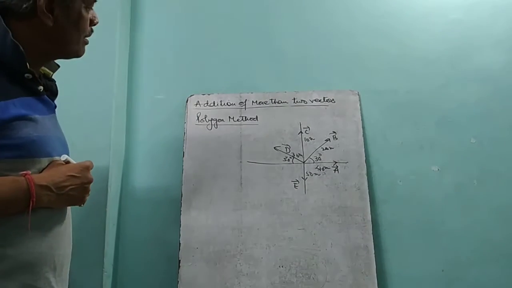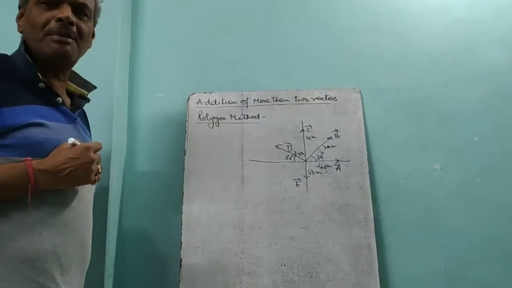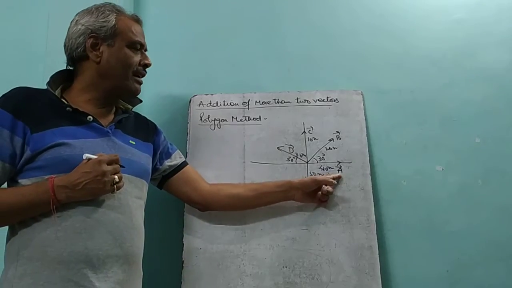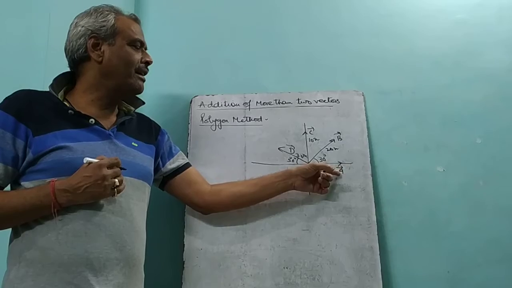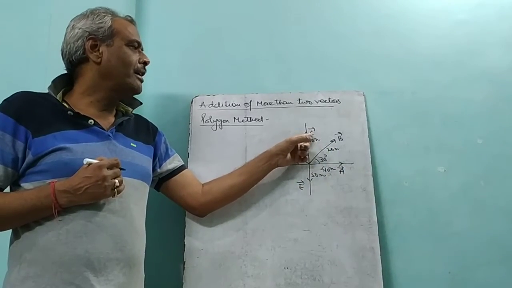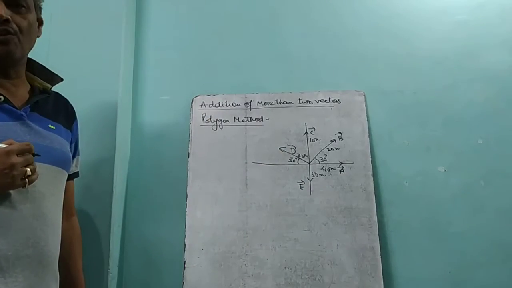Addition of more than two vectors. For two vectors, we use the polygon method for this. Polygon method. Suppose vector A is in this direction, 40 meter. B, making an angle 30 degree with A, 20 meter. Then 10 meter, then 30 meter, and we have to find the resultant of all these.